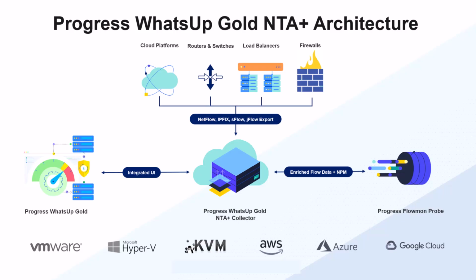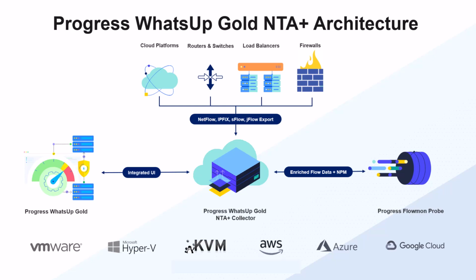Thanks, Greg. All right. Before we dive into the demo, I want to review the Progress WhatsUp Gold NTA Plus architecture with you. Across the top of your screen are a few examples of network devices that can generate and export flow. Flow in varying formats such as NetFlow v5, v9, IPFix, SFlow, and JFlow are exported and sent to the WhatsUp Gold NTA Plus collector. The WhatsUp Gold NTA Plus collector, deployable in VMware, Hyper-V, KVM, AWS, Azure, or in Google Cloud, is where your flow is stored and where you will analyze traffic, define custom alerting, define dashboards, generate reports, and more.